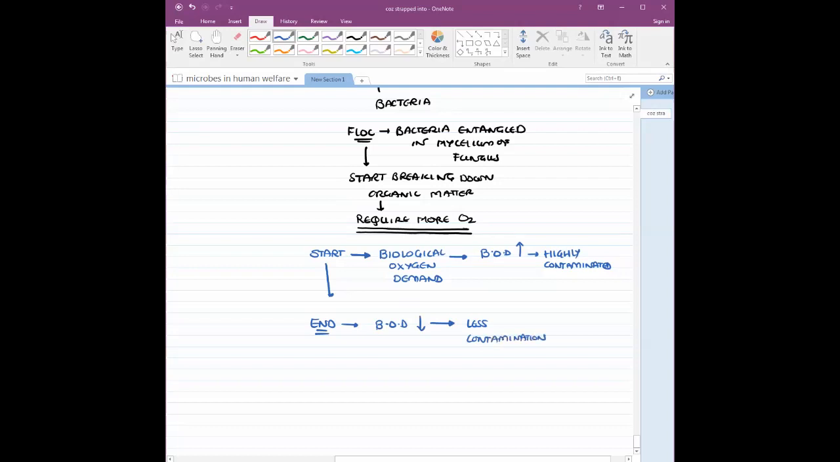Everybody all right with this? Understood this part, guys? Always remember, in your exams they will ask you this: what is BOD, and what are high BOD and low BOD responsible for?